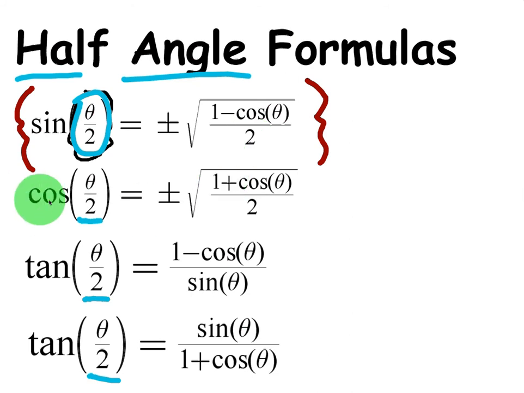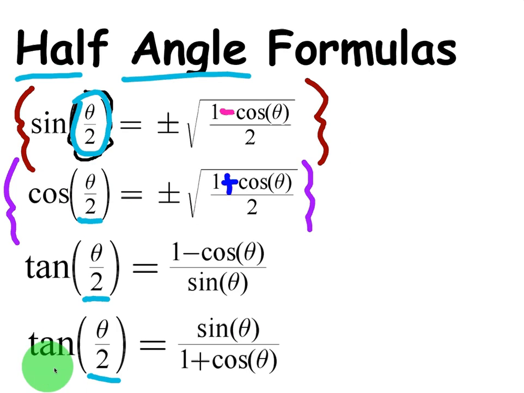Let's go ahead and look at cosine of theta over 2 so we can easily compare it with sine. For cosine theta over 2, we have plus or minus the square root of 1 plus cosine theta over 2. The only difference between sine and cosine is this sign right here inside of the square root on the top of the fraction. So for sine of theta over 2, you have plus or minus the square root of 1 minus cosine of theta over 2. For cosine of theta over 2, you have plus or minus the square root of 1 plus cosine of theta over 2. That's the only difference between sine of theta over 2 and cosine of theta over 2.